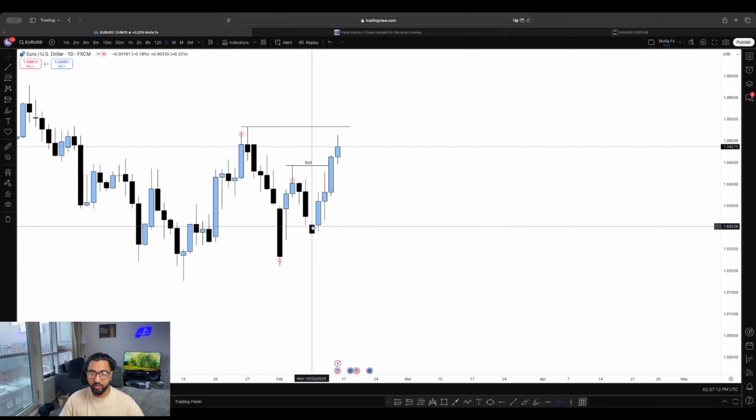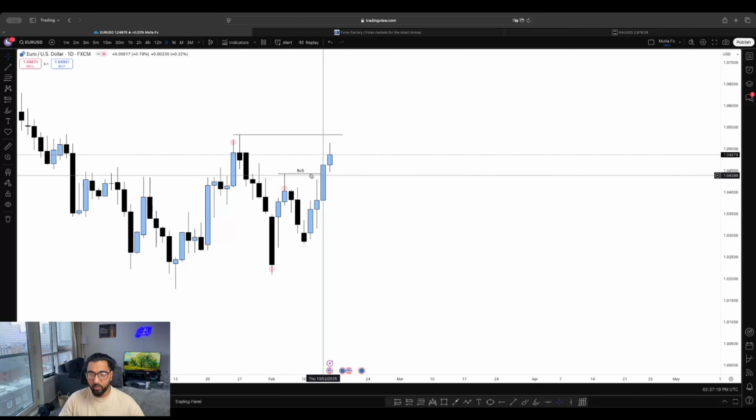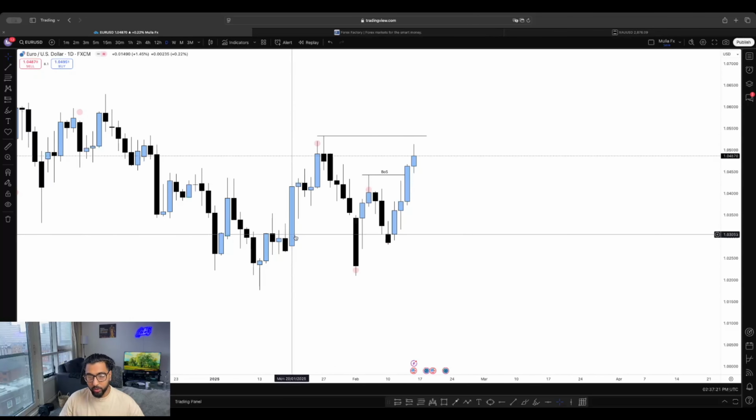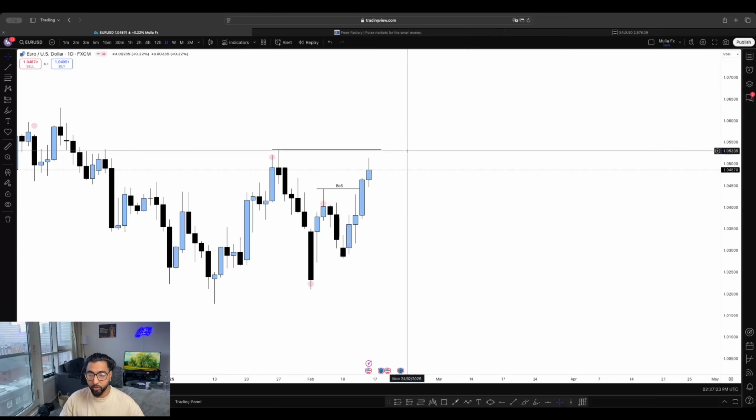This is very significant. And then not only did we create a higher low, we then had a break of structure. So this right here tells me we have changed trends. We're no longer on a downtrend. We're most likely going to push to the upside.